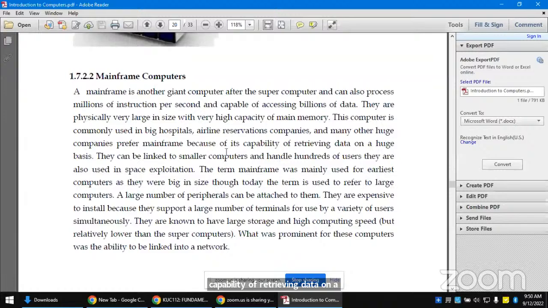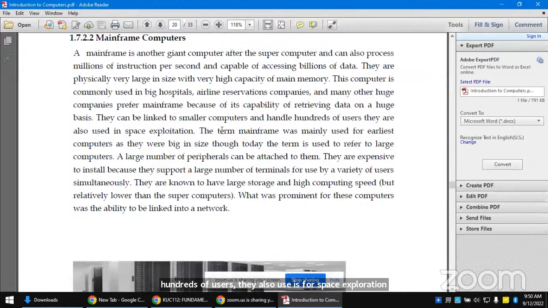They can be linked to smaller computers and handle hundreds of users. They are also used in space exploration. The term mainframe was mainly used for the earliest computers as they were big in size, though today the term is used to refer to large computers.